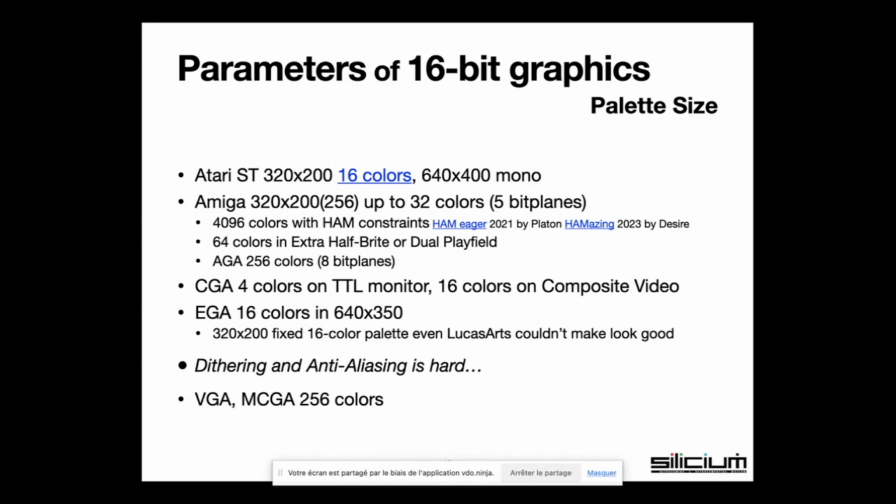So especially on EGA, it's going to be hard to do dithering or anti-aliasing since you don't get an arbitrary selection of colors to do anti-aliasing. And so of course the best mode of all of those before 1990 would be typically VGA or MCGA on specifically IBM PCs from IBM, where you get the full 256 colors.